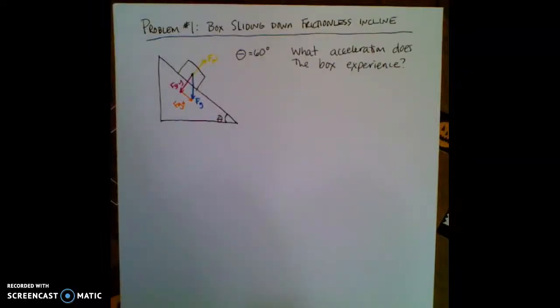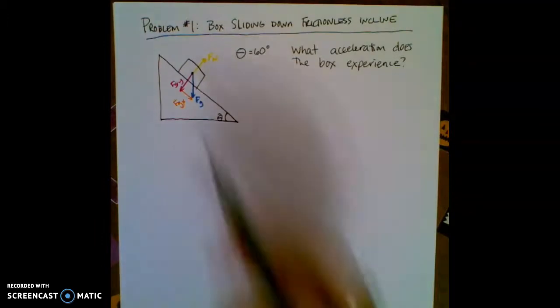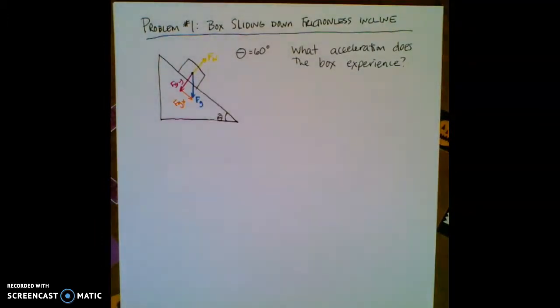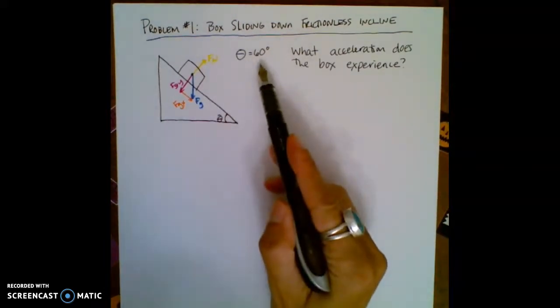We're going to talk some more about inclined planes, and today we're going to do an example. We're going to look at problem number 1. What if we have a box that's sliding down a frictionless incline? So here's our setup. We have a box. It's sliding down this frictionless incline at angle theta, and we're going to say that theta is 60 degrees.